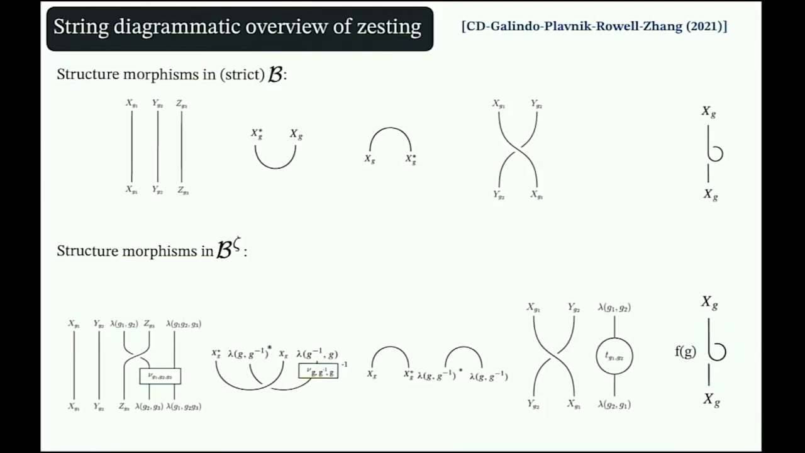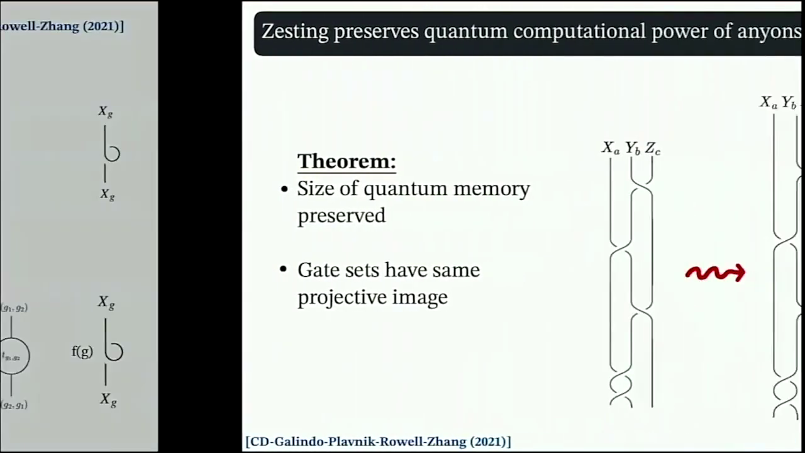All I want you to get out of this slide is that on the top row, there are some old pictures that I can draw in my original category, and on the bottom, there are some new pictures I can draw in my new category, and you see some boxes and some circles. The point is that this new stuff that you see just depends on the input to this construction, the zesting data. So old pictures, new pictures. But what can we do with that?